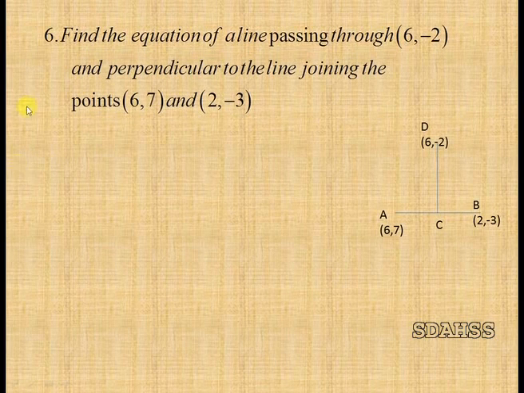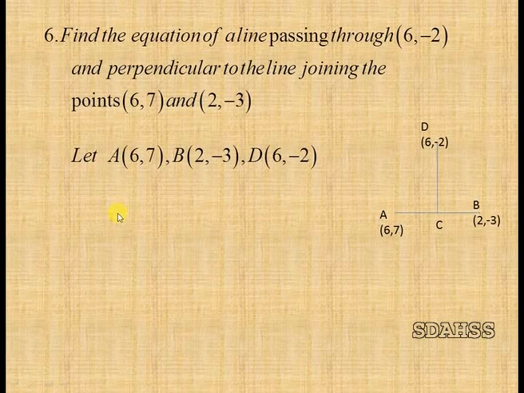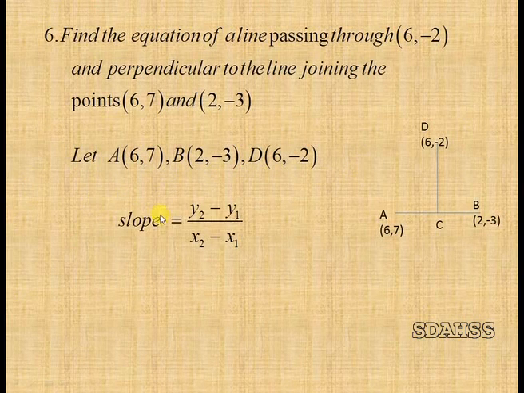Sixth sum. Find the equation of a line passing through 6, minus 2 and perpendicular to the line joining the points 6, 7 and 2, minus 3. Let A be 6, 7, B be 2, minus 3 and D be 6, minus 2. First find the slope.